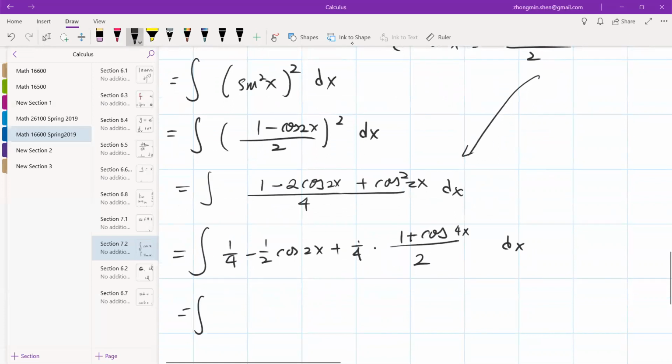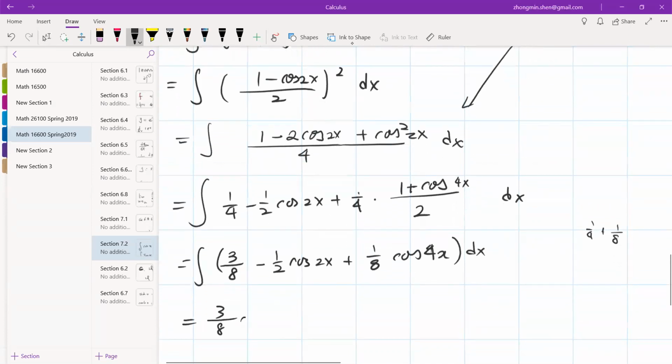We can also group them together. 1/4 plus 1/8 is going to be 3/8, minus 1/2 cosine 2x, plus 1/8 cosine 4x dx. So for every term here we can find the antiderivative easily. The first one is going to be x. The second one, I have to divide by 2: sine 2x. The third one, I divide by 4: sine 4x. Plus a constant, we're done. So this is the antiderivative of sine to the fourth power, okay?